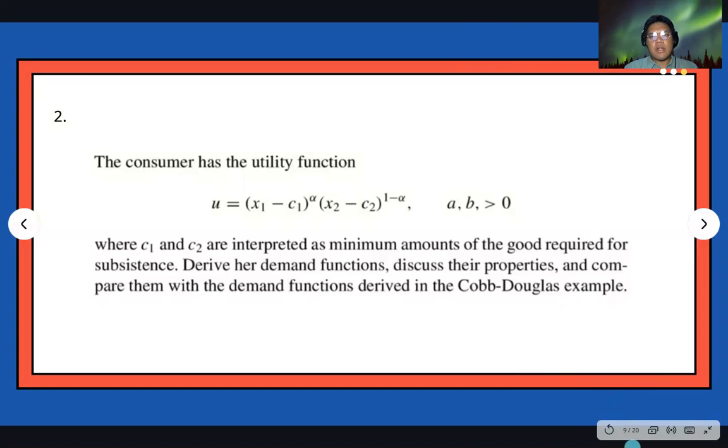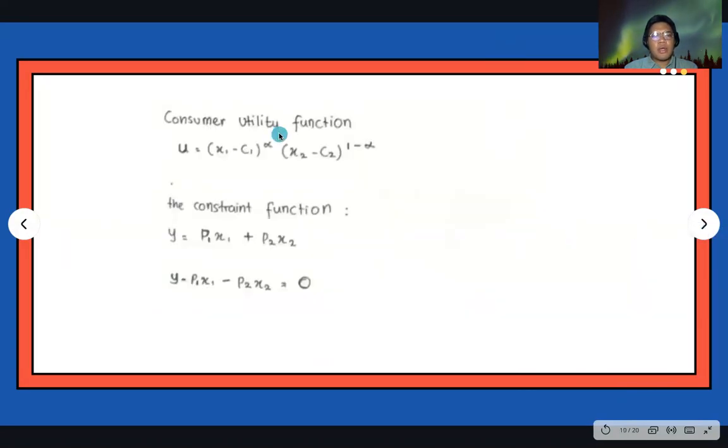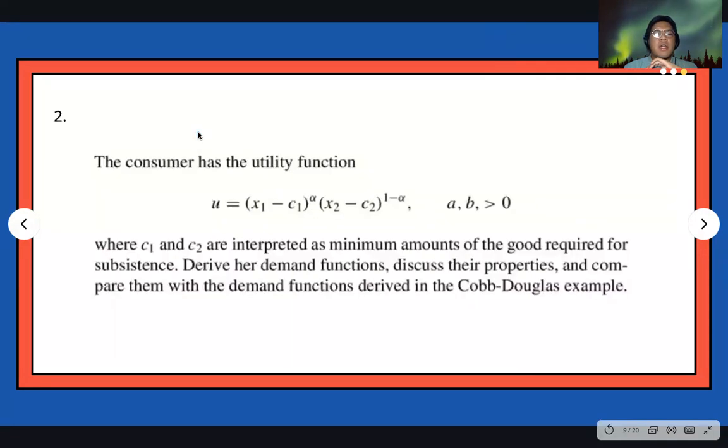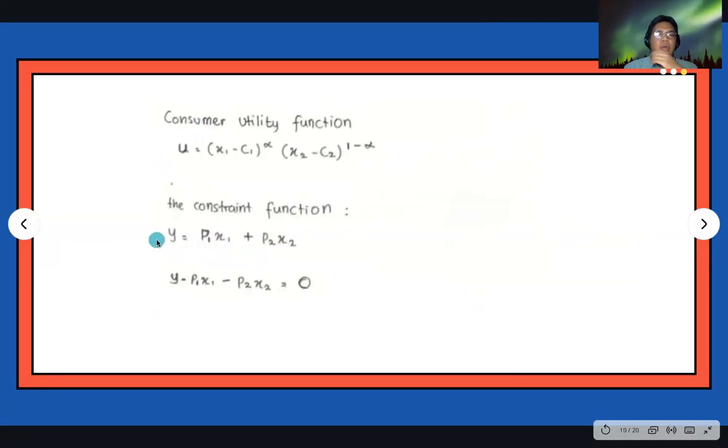Okay, so let's move on to the solution. We know that we have been given the consumer utility function, which is stated in the question, and then we have to know the constraint function itself. So basically, it's just y equals p1 x1 plus p2 x2.